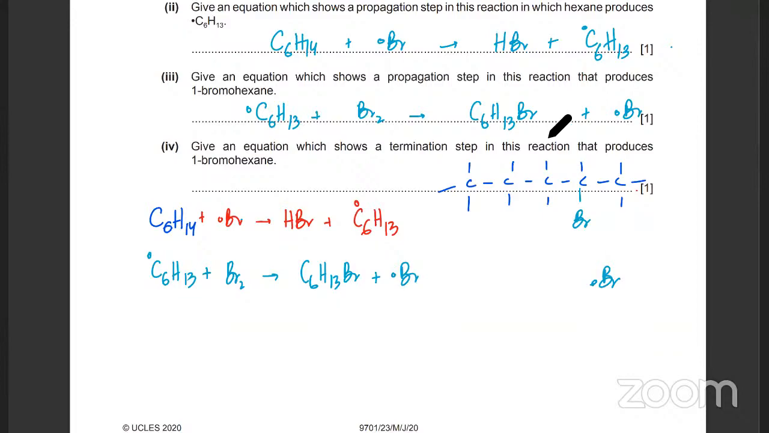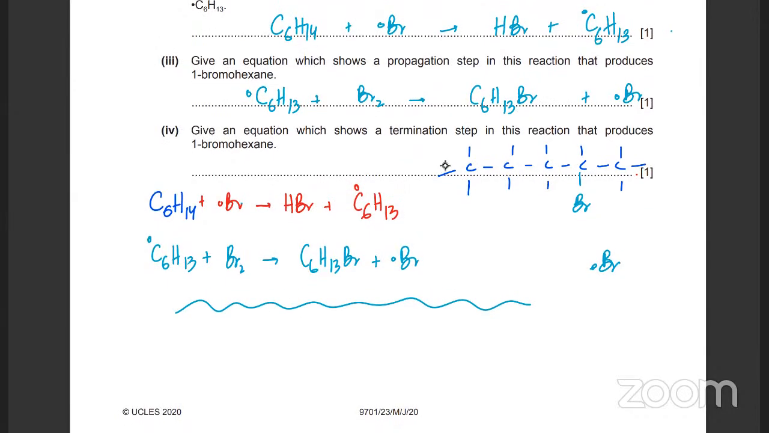What's a termination step? A termination step is, once these two are fighting over atoms, the bromine radical is stealing electrons from the carbon or any of the hydrogens, while at the same time, the carbon radical is stealing bromine atoms from the bromine molecule. The termination step is any two radicals could just get together and that would be it. So for example, you have a C6H13 radical. Why is it a radical? Because one of the carbons is missing a bond.